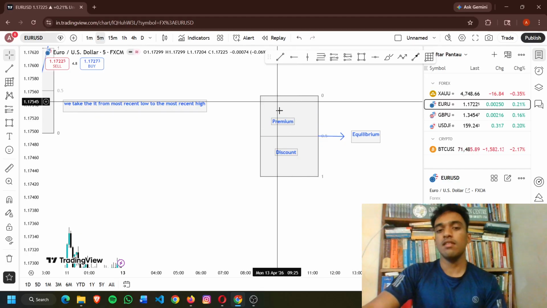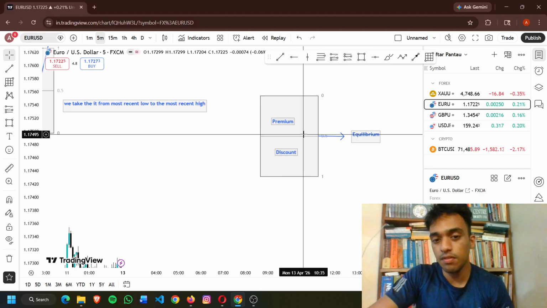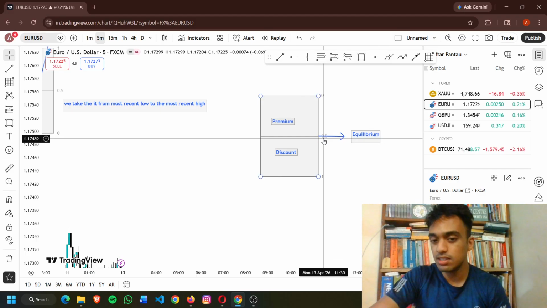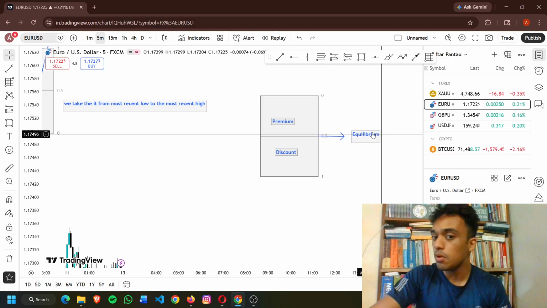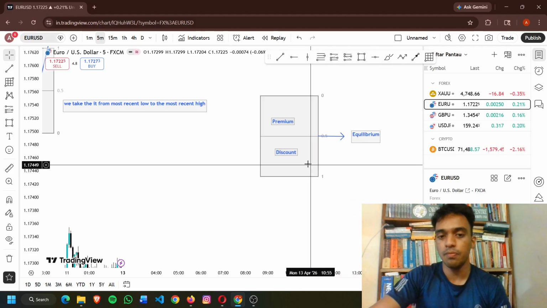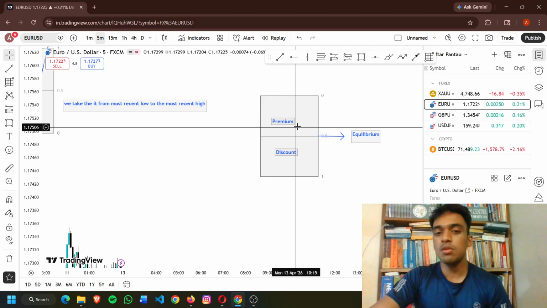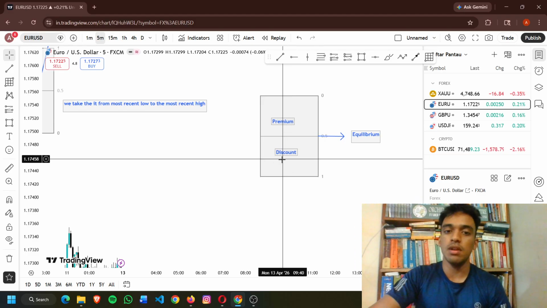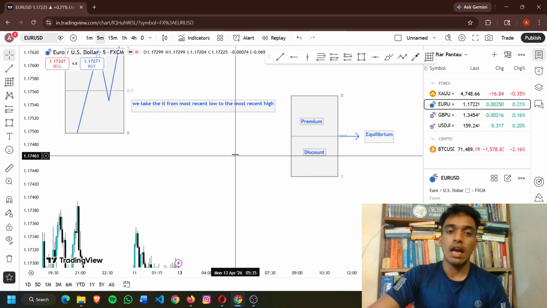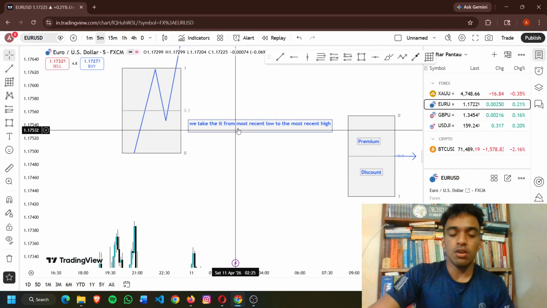So this price above this 50%, 50% is this point 0.5. Okay, we call this line as equilibrium. So above equilibrium we will have premium, and below it we will have discount. So we will talk about this later.